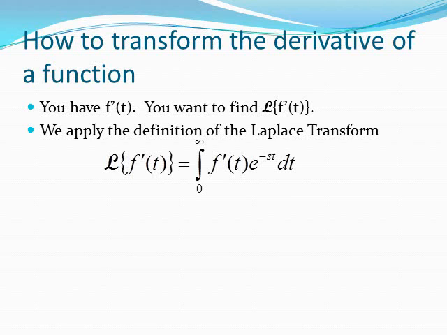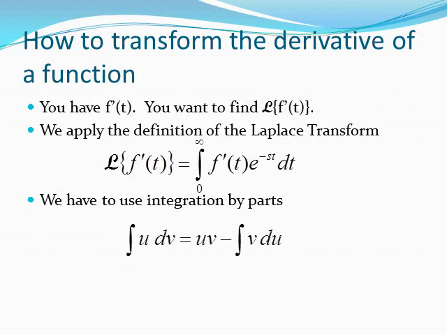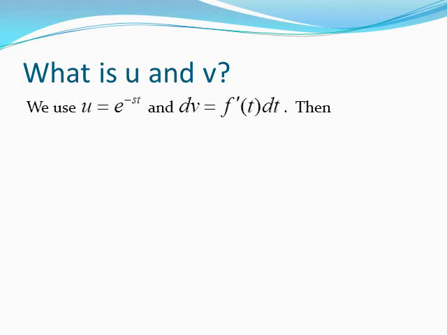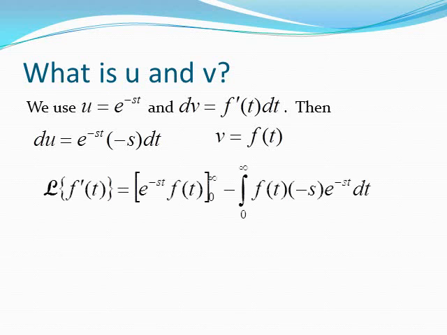Now, to do this integral, we have to go back to our friends from Calculus 2 and apply integration by parts. So the integration by parts integral is this. Now we have to find what is u and what is v, and we're going to choose u and dv to equal these. If we do that, du is equal to this, and v is equal to this. So if we plug it back into the definition for integration by parts, we get this answer for the Laplace transform of a derivative. This becomes very handy.